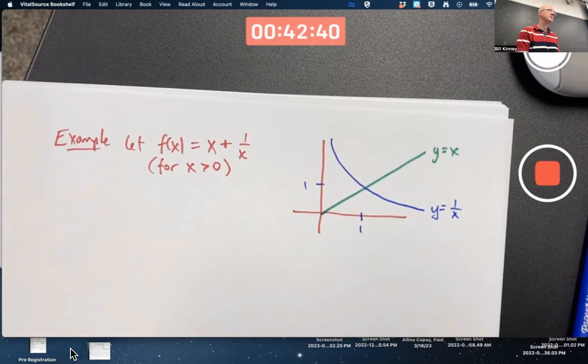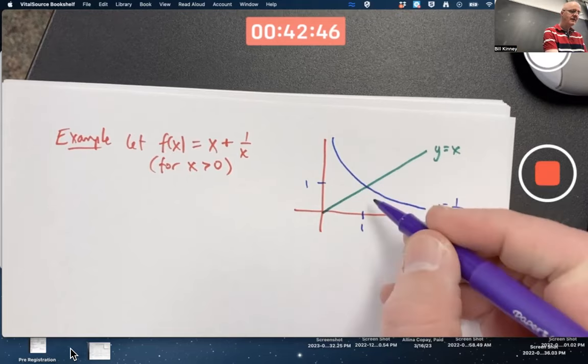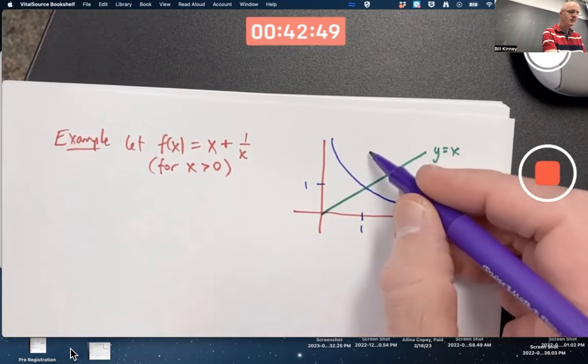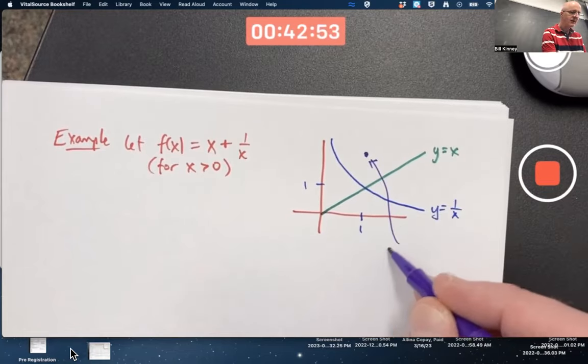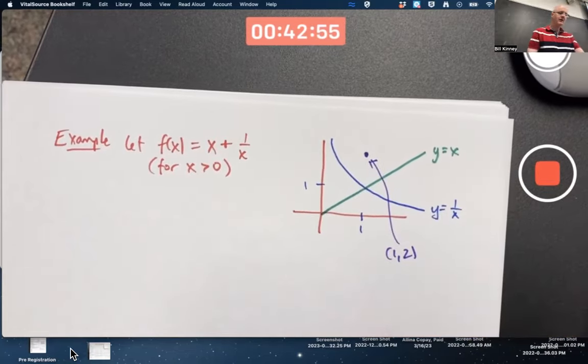But for the function f, I'm adding these two functions. f of x is x plus 1 over x. That means for each input, I can add the outputs. So for example, when x is 1, the output is going to be 1 plus 1, 2. The point (1, 2) is going to be on the graph of f of x.